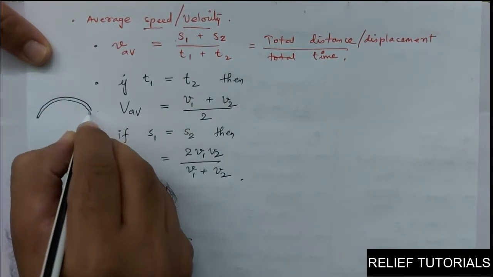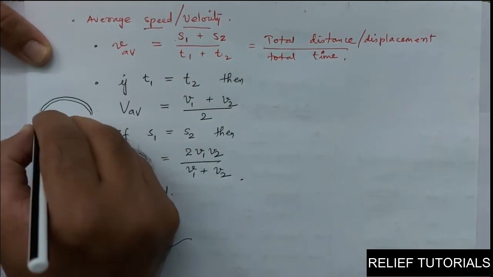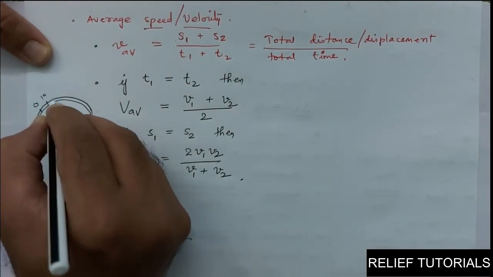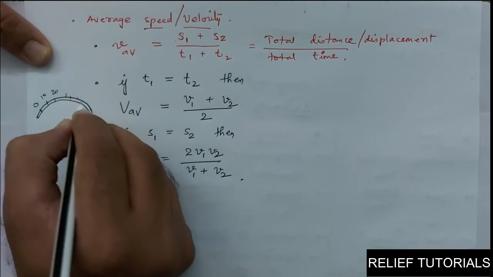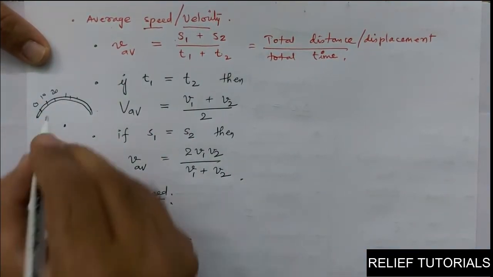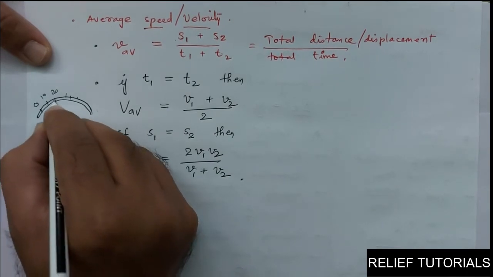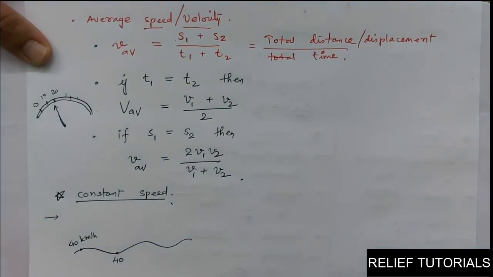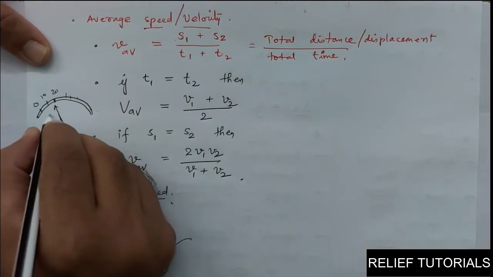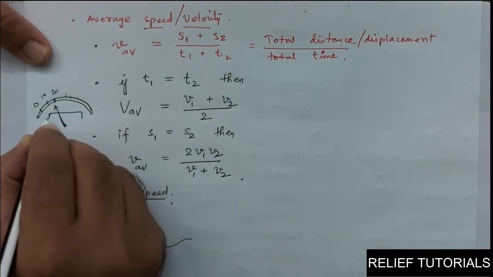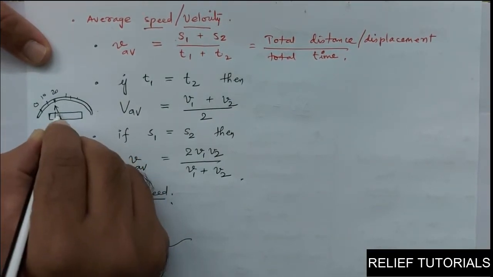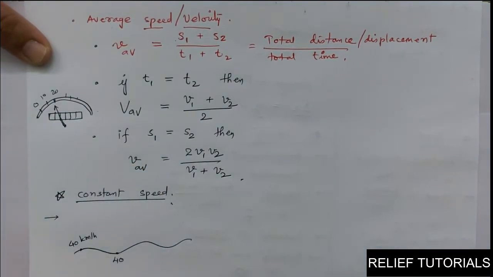This type of calibrations are there. Here is one of the pointer: 0, 10, 20, 30, 40, up to 150 or 180. So if I say the pointer is here, then the reading is what? 20 km per hour this way. And along with that, there is also a dial like this, in which the kilometers are written.